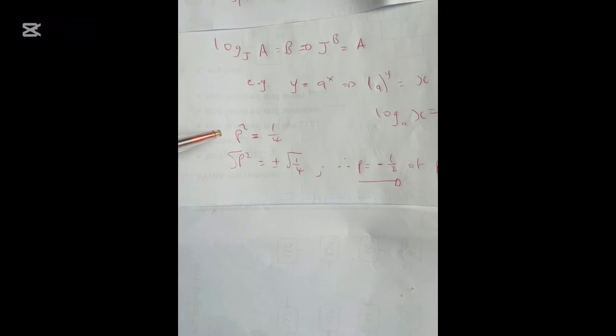Okay, someone might say, is there any other method I can try to find p? Yes, you can take 1 over 4 to the other side. You're going to end up having p squared minus 1 over 4 equaling 0. Then you're going to use the difference of two squares, which is going to give you (p minus half)(p plus half). Then at the end of the day, p equals 1 over 2, or p equals minus 1 over 2. Okay, so those are the two answers for you guys.